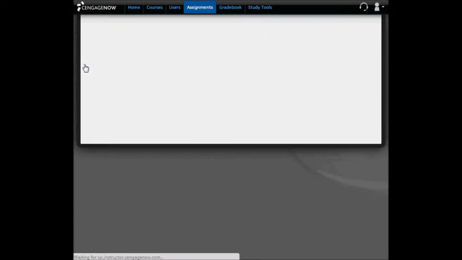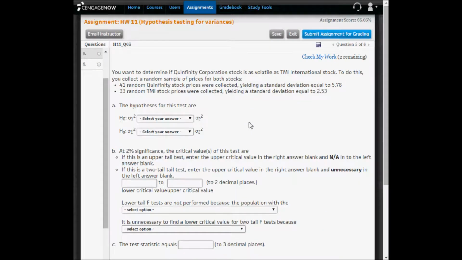In question 5, you want to determine if Quinfinity Corporation stock is as volatile as TMI International stock. To do this, you collect a random sample of prices for both stocks. We have 41 random Quinfinity stock prices. The standard deviation was 5.78. Remember, we have to square that. We have 33 random TMI stock prices, and that standard deviation was 2.53, and we have to square that.